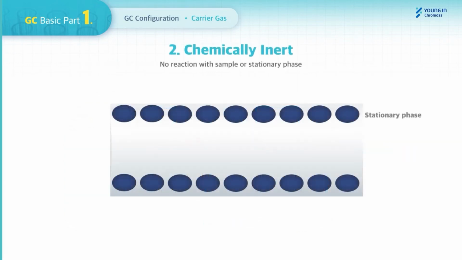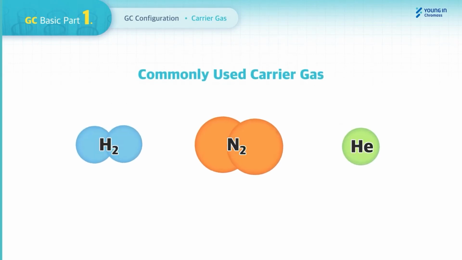Second, it should be chemically inert. Being chemically inert means there's no chemical reactions between carrier gas and either samples or stationary phase in the column. Then which gases are commonly used as a carrier gas? There are three major gases we use for carrier gas: hydrogen, nitrogen, and helium. They all meet the requirements of pure and chemically inert.